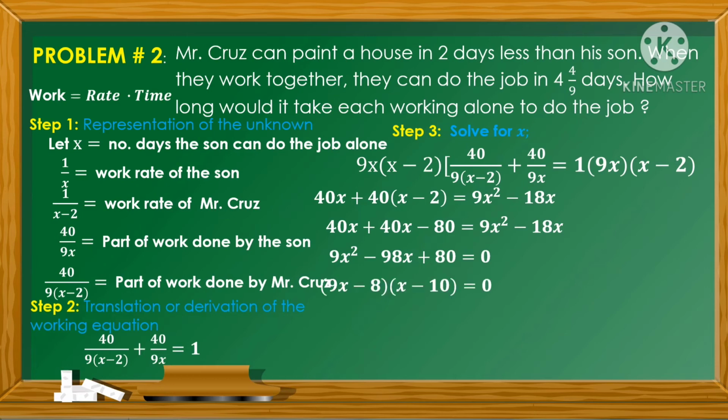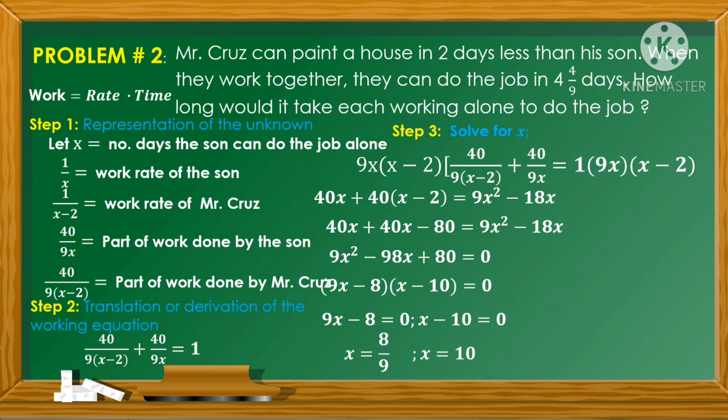Then we have two factors. Okay, 9x squared minus 98x plus 80 ay naging 9x minus 8 times x minus 10 equals 0. So, yun yung factors niya. Okay, then equate its factor to 0. 9x minus 8 equals 0 and x minus 10 equals 0. Then find x. X now is equal to 8 over 9 at saka x equals 10.